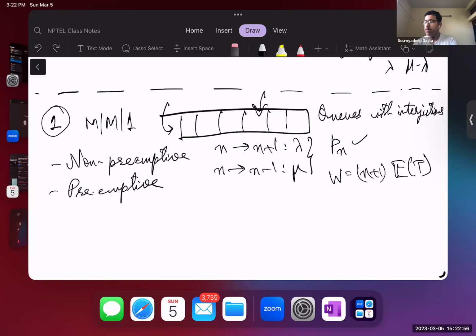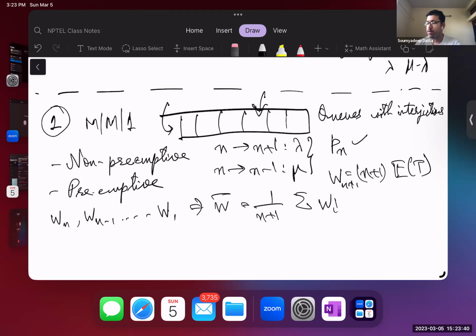If none of the customers allows him, he will be the last. So if we modify this notation to be something like w_{n+1}, it's at the n plus 1th position. Similarly, we can write w_n, w_{n-1}, up to w_1. Then we can write some kind of w bar equal to 1 by n plus 1 times the summation of w_i, i equal to 1 to n plus 1.